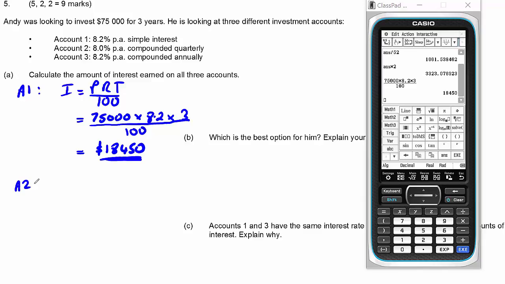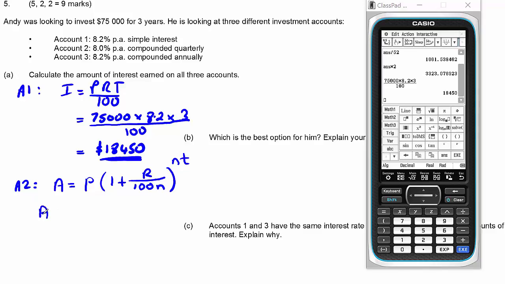Now for account 2. Now this one's compound interest. So we have the compound interest formula. So A is equal to the principal, then 1 plus the rate over 100n to the power of nt, where t is the number of time periods, n is the number of times we compound per year, r is the interest rate, and you can have a version without the 100 here, but you have to convert the rate to decimal first.